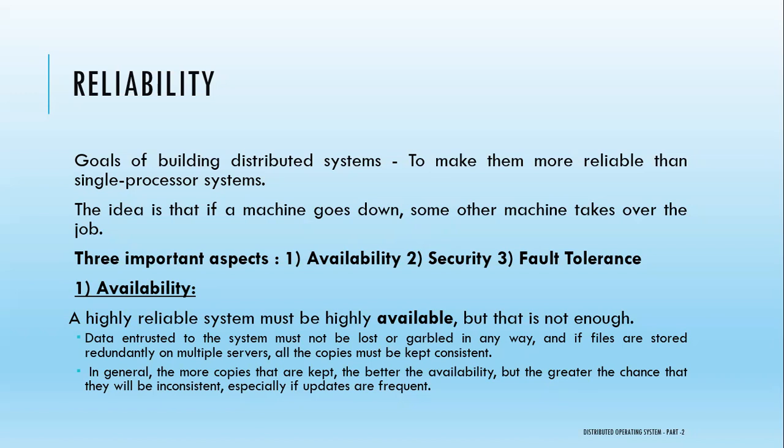Availability means a highly reliable system must be highly available, but that is not enough. Data entrusted to the system must not be lost or garbled in any way, and if files are stored redundantly on multiple servers, all the copies must be kept consistent. In general, the more copies that are kept, the better the availability, but the greater the chance that they will be inconsistent, especially if the updates are very frequent.